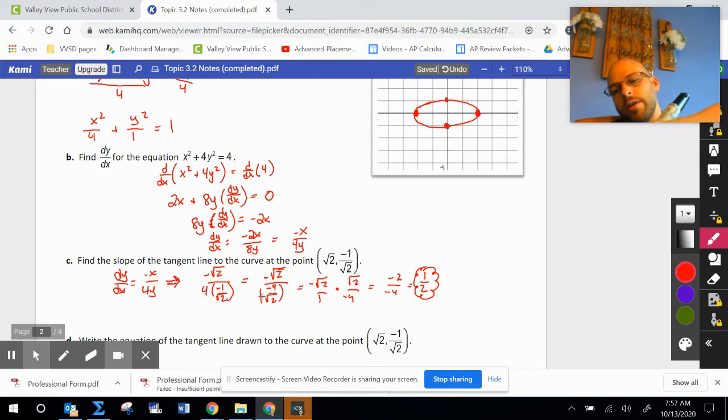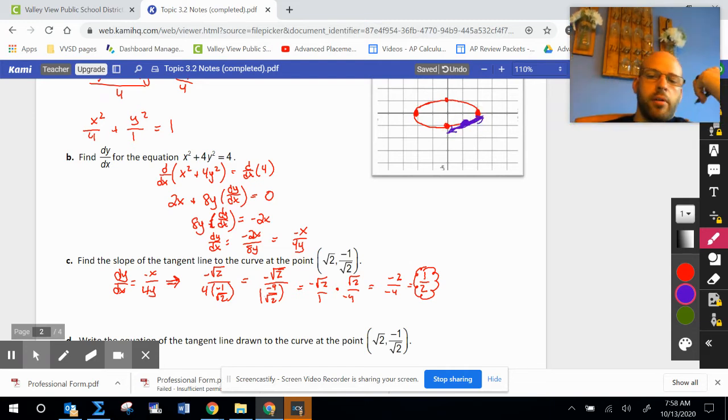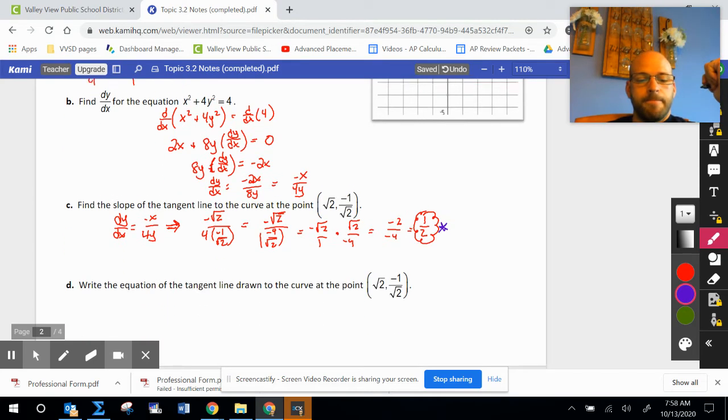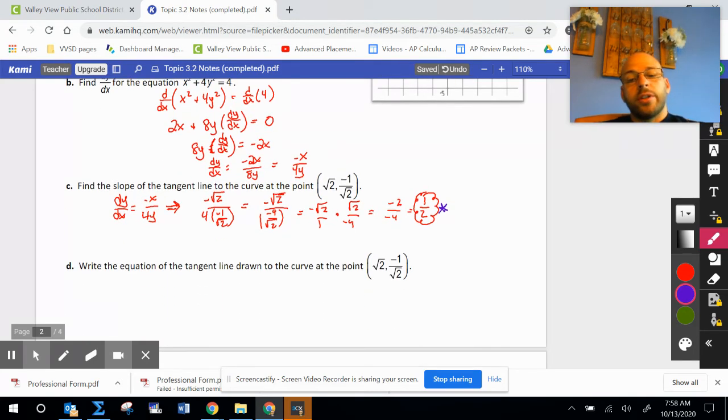Now, just so you're aware, that point is right around here somewhere. And the slope at this point is going to be about a positive 1/2. And that makes sense. That looks actually pretty close, from where I put my point on the graph. But we know the slope has to be this value. Okay. Now write the equation of the tangent line.